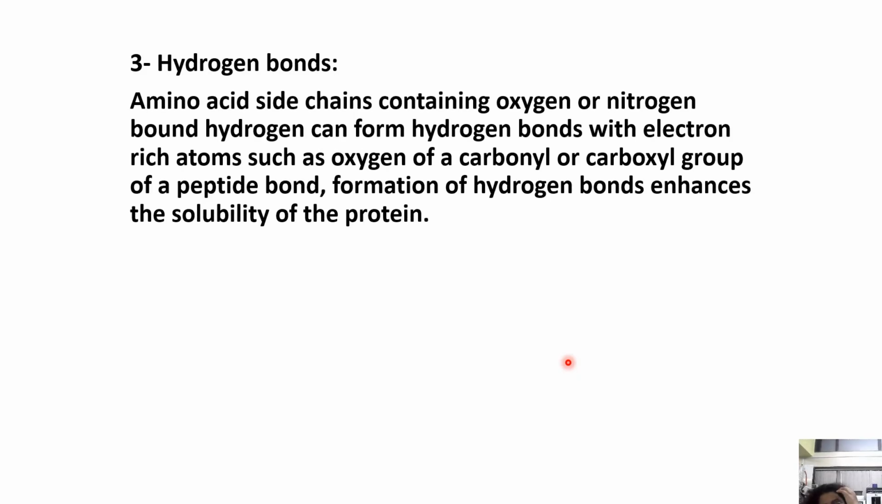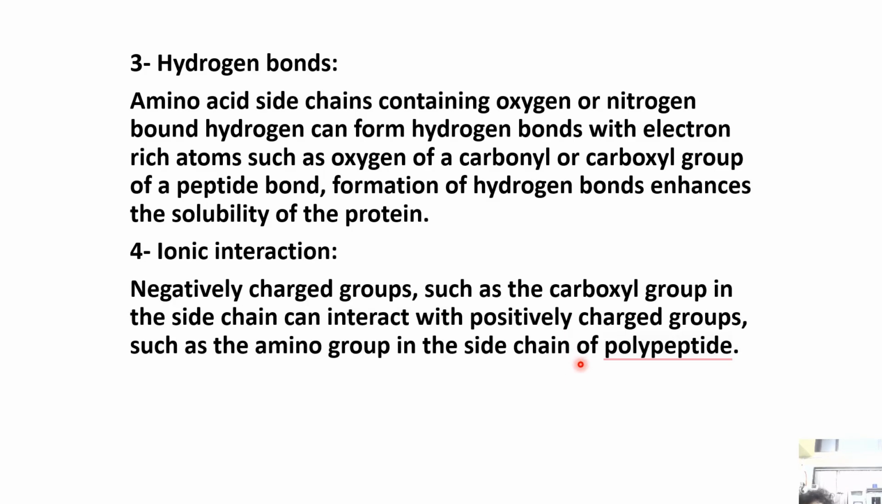Hydrogen bonds: amino acid side chains containing oxygen or nitrogen-bound hydrogen can form hydrogen bonds with electron-rich atoms such as oxygen of a carbonyl or carboxyl group of a peptide bond. Formation of hydrogen bonds enhances the solubility of the protein. Then ionic interactions: negatively charged groups such as the carboxyl group in the side chain can interact with positively charged groups such as the amino group in the side chain of a polypeptide.